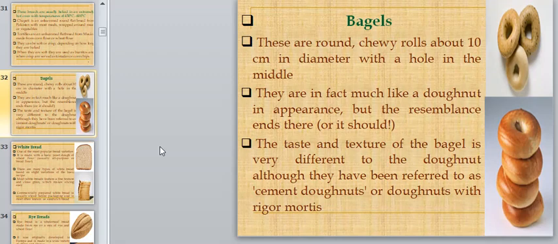They look like donuts in appearance, but they are different from donuts in taste and texture. We can call bagels cement donuts or donuts with rigor mortis. Why? Because their texture and taste are different from donuts. Bagels have different properties from donuts, but we call them donuts because apparently they look like donuts.